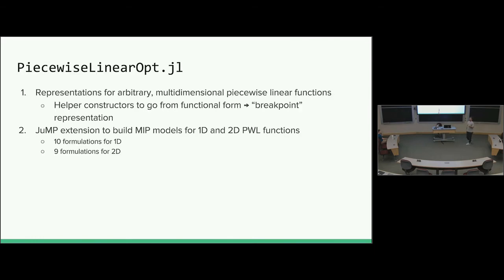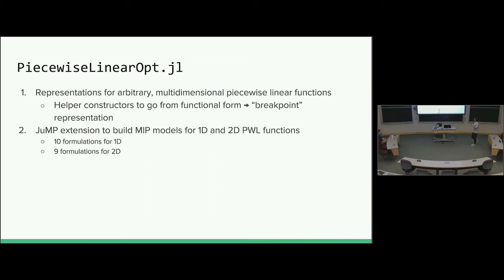So this is where the piecewise-linear opt package comes in. The first part of the package essentially does not touch JuMP. This is just a representation for arbitrary multi-dimensional piecewise linear functions. And a big piece here that I think might not be obvious, it wasn't apparent to me when I first started, is that this would be useful.